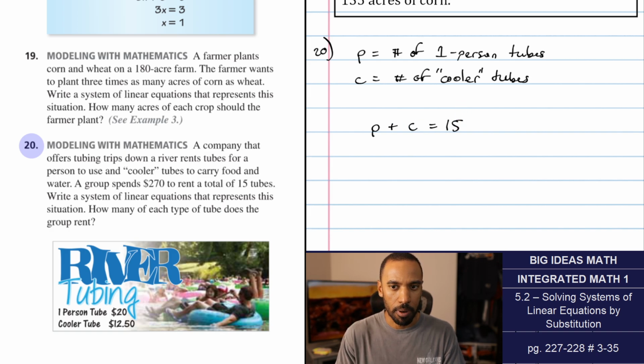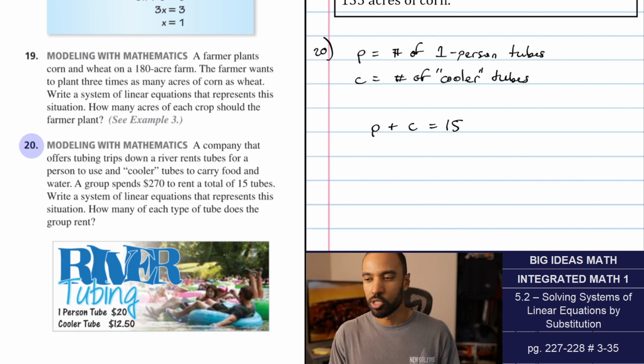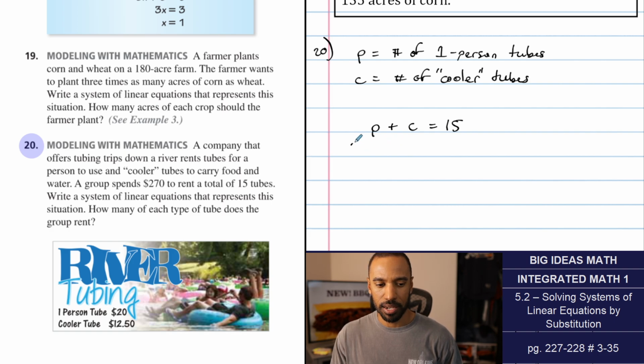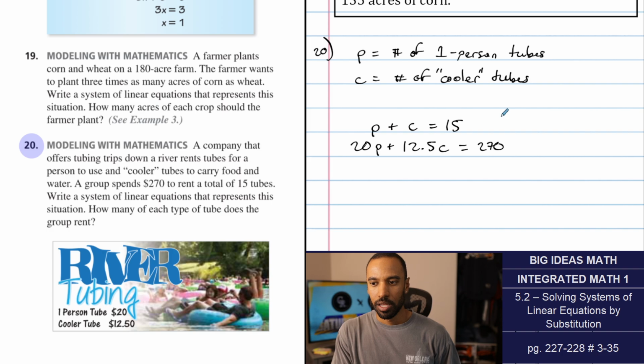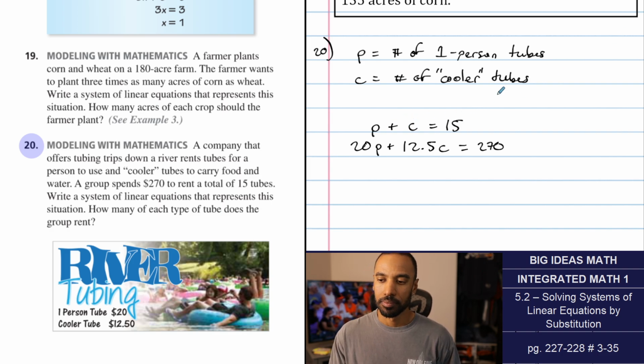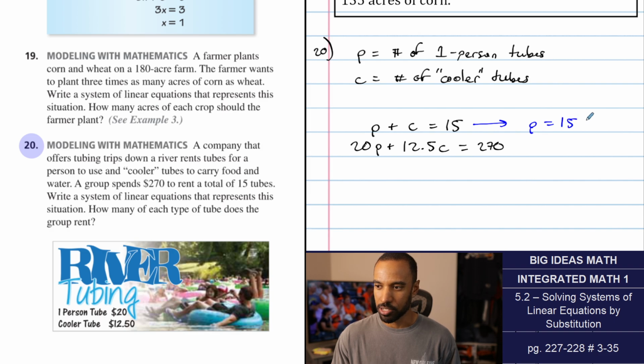Now, there's information on the bottom if you see this. A one-person tube is $20 for rental. A cooler tube is $12.50 per rental. So the amount of money spent on one-person tubes and cooler tubes, 20P plus 12.5C, equals $270. Now, in terms of getting a variable by itself, I'm going to get P by itself on the top. I don't want to distribute something that's going to lead to more decimal work, so I'll just leave it right there. So P equals 15 minus C.